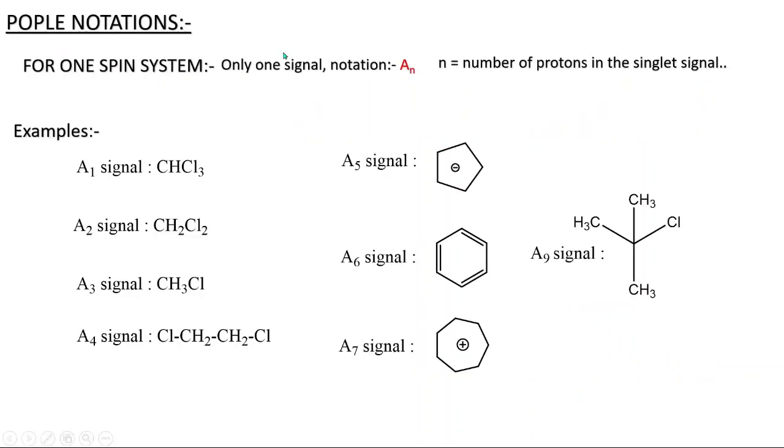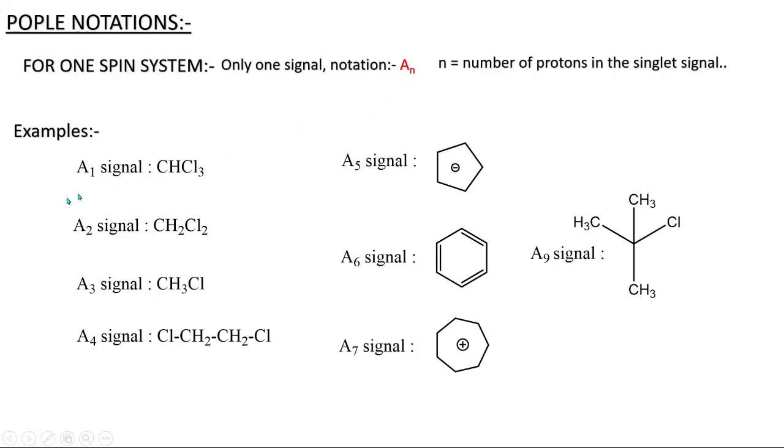So now we will discuss the Pople notations, and first we will discuss the Pople notation for a one-spin system. That is, we will get one signal. For every molecule we will get only a singlet, and the number of protons corresponding to that singlet is given by the number n, and based on that n we will have different Pople notations.